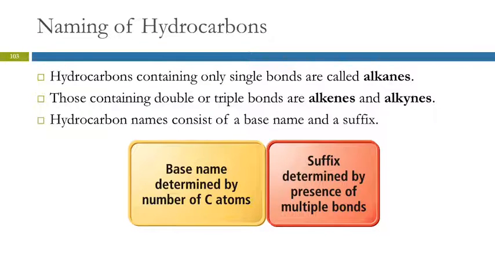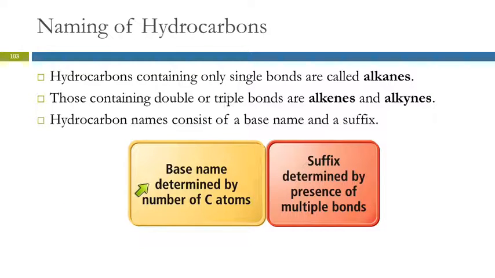So hydrocarbons can have all single bonds, or they may contain double or triple bonds, and the name suggests what is in it. So if it only has single bonds, they're called, as a group, alkanes. If they have at least one double bond, it's an alkene, and at least one triple bond makes it an alkyne.